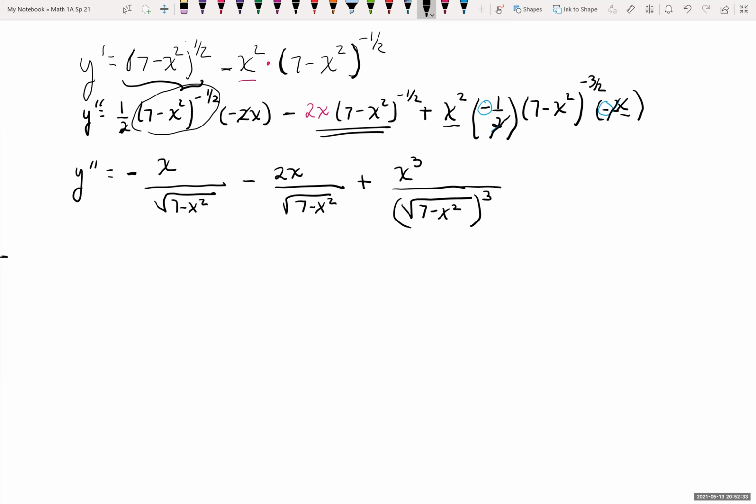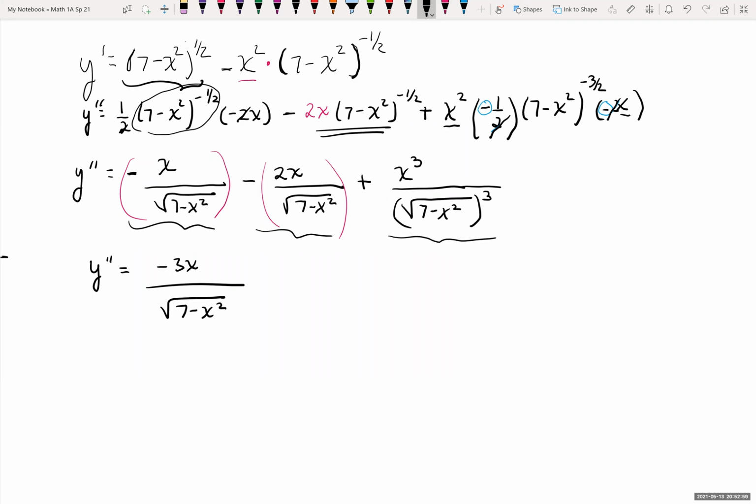Notice here, pretty much our first groupings are like terms. In the same denominator, we have the same variable raised to the same power in the numerator. So it's -3x of this. And if we wanted to get a common denominator of these two pieces and this piece, I'd have to have 3 of those roots. So let's multiply by, I already have one down there, 7 minus x squared squared, the square root of that squared. Plus x cubed all over the square root of 7 minus x squared cubed.